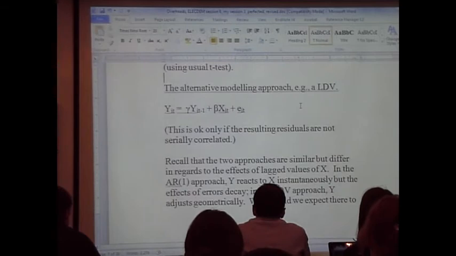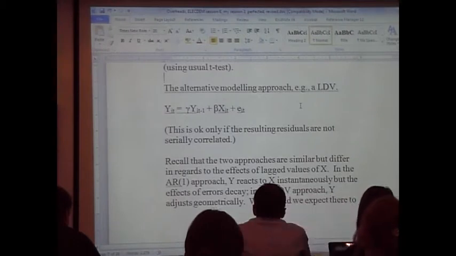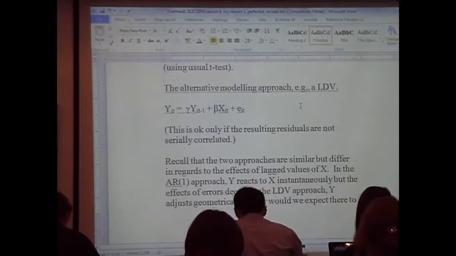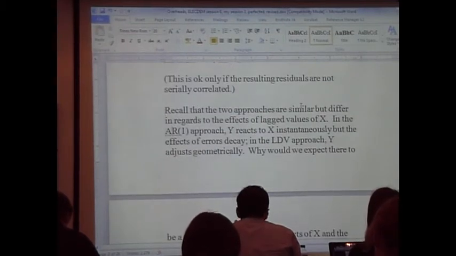The usual alternative modeling approach is what? Lag dependent variable. You'll model y at time t as a function of y at t minus 1 plus x. These two approaches are similar, but they differ in one important way. It's the effect of lag x.